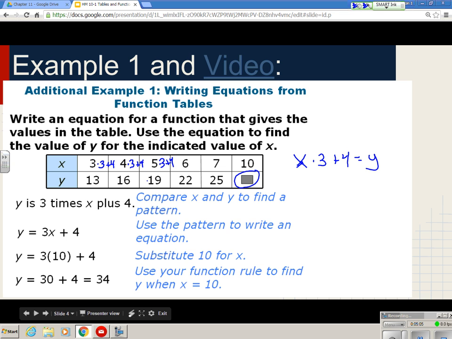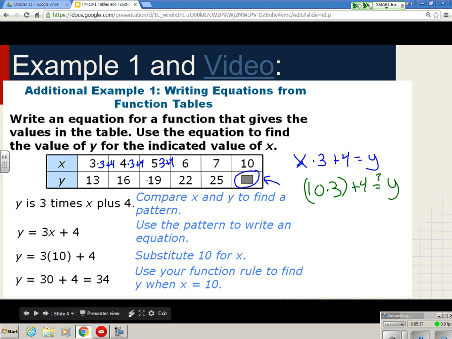So our way of checking this, we've already seen that if you input 3 for x, if you input 4 for x, and you input 5 for x, we get the corresponding y correct every time. So if that works, we need to check to find out what we get if we use 10 as our input. So let's just plug 10 in for x and see what we get. So 10 times 3 plus 4, is that going to equal y?